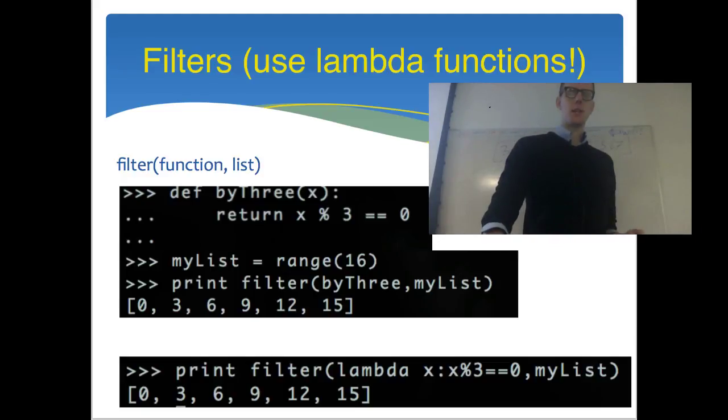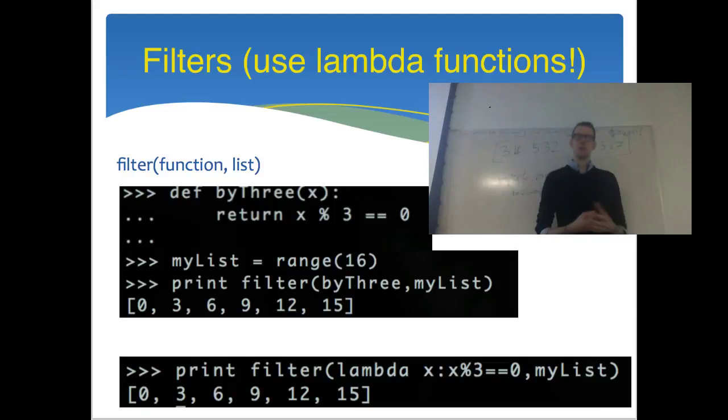So it will try 0, and 0 modulo 3 is going to be 0, so that returns true. So 0 is included in our output list. It'll try 1. 1 modulo 3 is not equivalent to 0, so 1 won't be included. 2 won't be included, 3 will be included. So it goes through the list, creating this output list that is a filtered version of our input list.